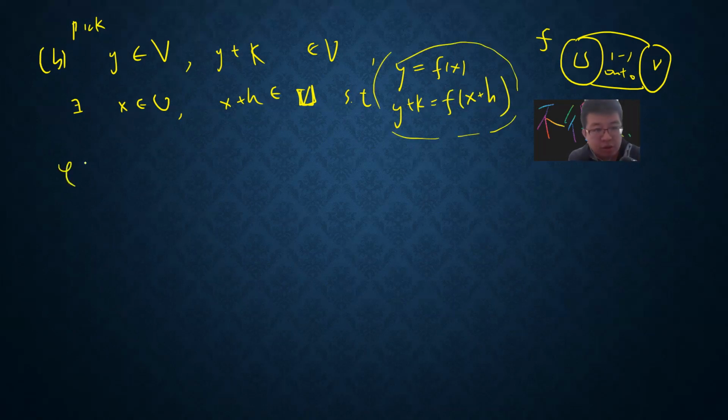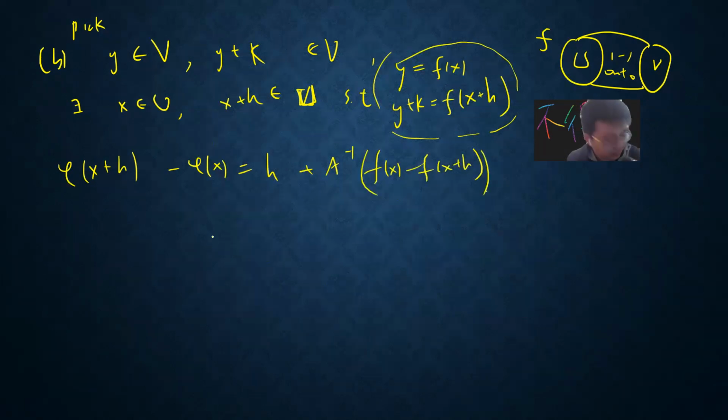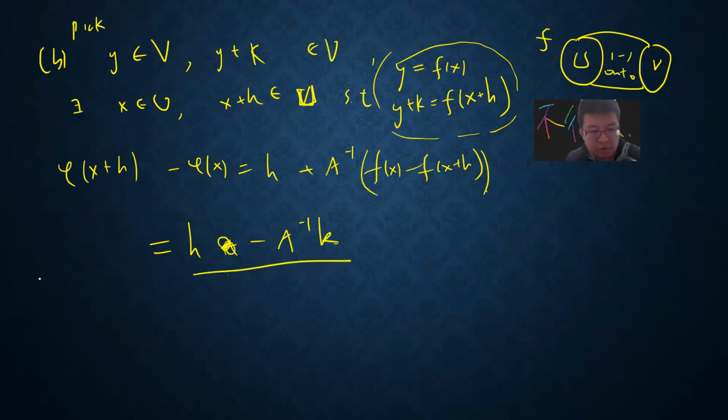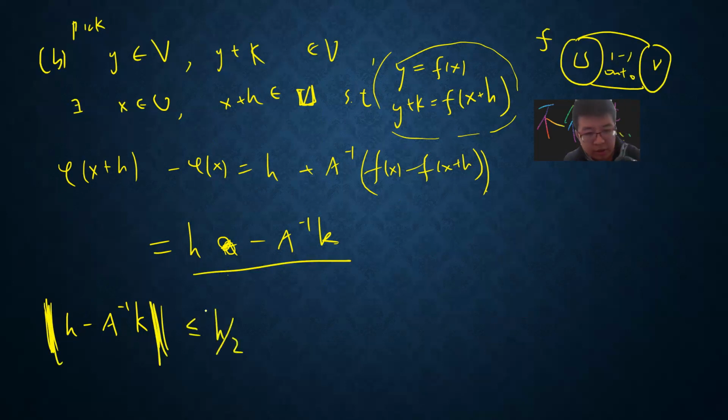Okay, so now let's compute phi of x plus h minus phi of x, which will be h plus A inverse times f of x minus f of x plus h, where h is, plus minus A inverse, by definition, k. Easy, let's just bound this. So h minus A inverse k is a vector, and it's bounded by h times half.